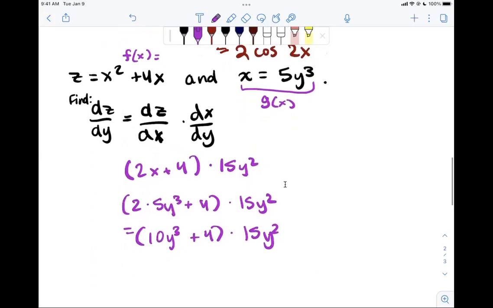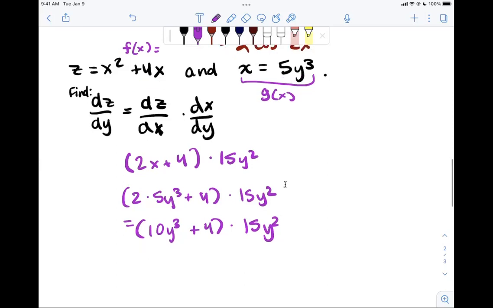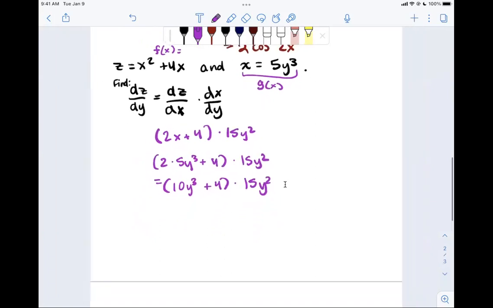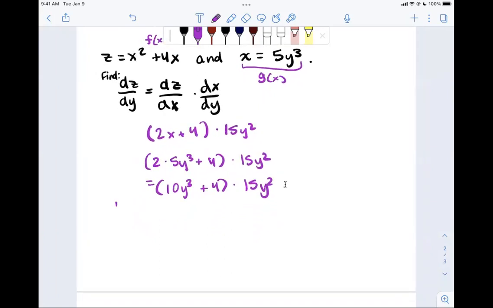And then the composition, because x is equal to 5y cubed, we could substitute that. And so the whole thing is going to be f of g. And then we're looking at (f of g) prime of y. From the formula, that's f prime of g of y times g prime of y.